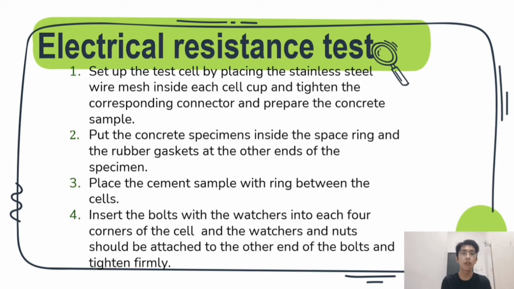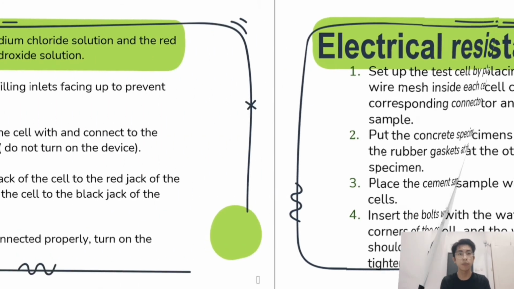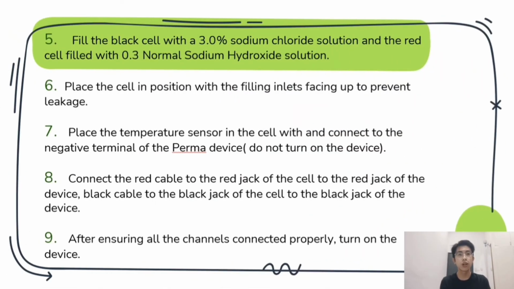Insert the bolt with washers into each of the four corners of the cell, and the washers and nuts should be attached to the other end of the bolt and tightened firmly. Fill the black cell with 3% sodium chloride solution and the red cell filled with 0.3 normal sodium hydroxide solution. After that, place the cell in the position with the filling inlets facing up to prevent leakage. Place the temperature sensor in the cell and connect it to the negative terminal of the thermal device.